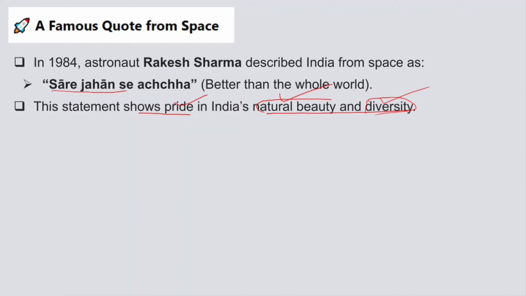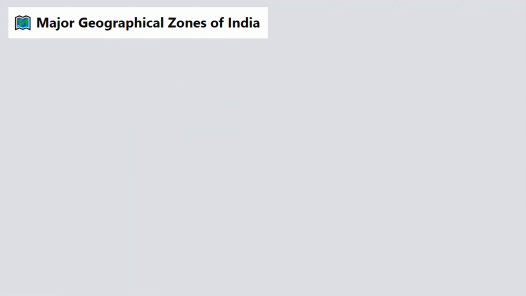So that is why India is very diverse, not only in the form of food or culture or people or language, but in its geographical location also, it is very much diverse. So now what we are going to learn is the major geographical zones of India. This is the detail which you are going to learn in your chapter.